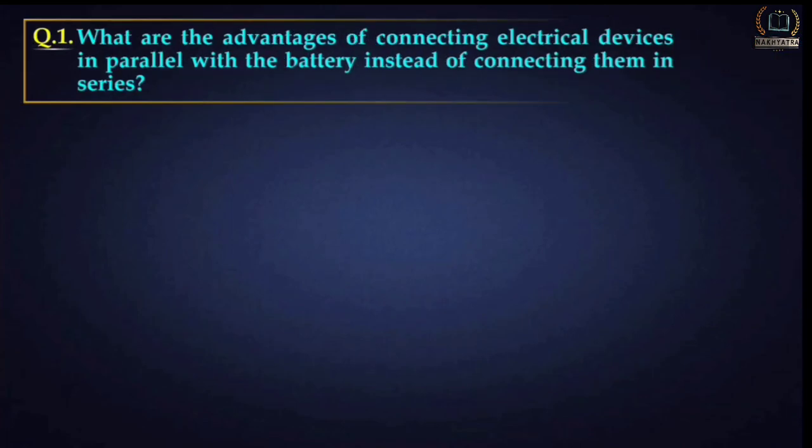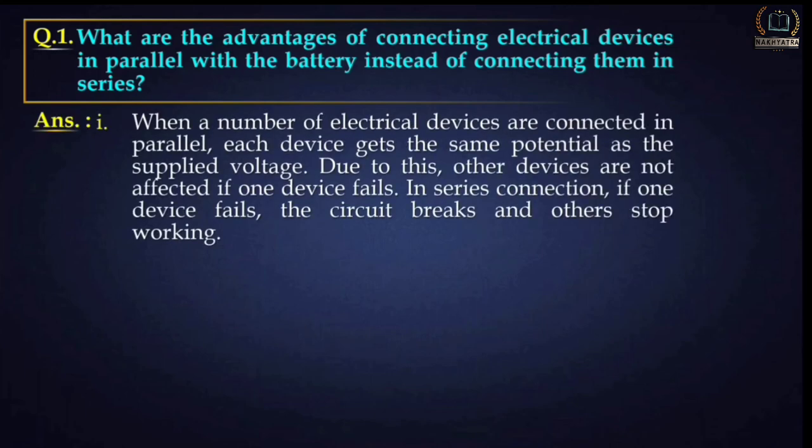In the next slide, there is a question. What are the advantages of connecting electrical devices in parallel with a battery instead of connecting them in series? So write advantage number one. When a number of electrical devices are connected in parallel, each device gets the same potential as the supplied voltage. Due to this, other devices are not affected if one device fails. In series connection, if one device fails, the circuit breaks and others stop working.